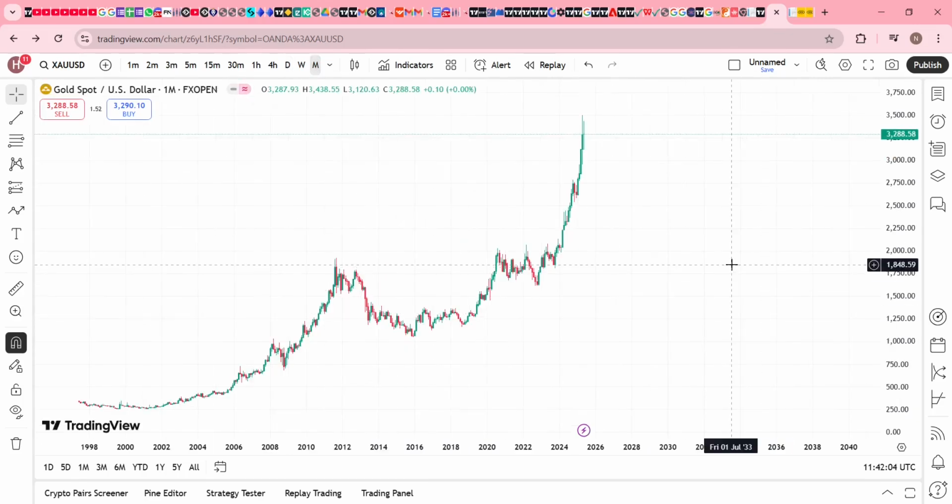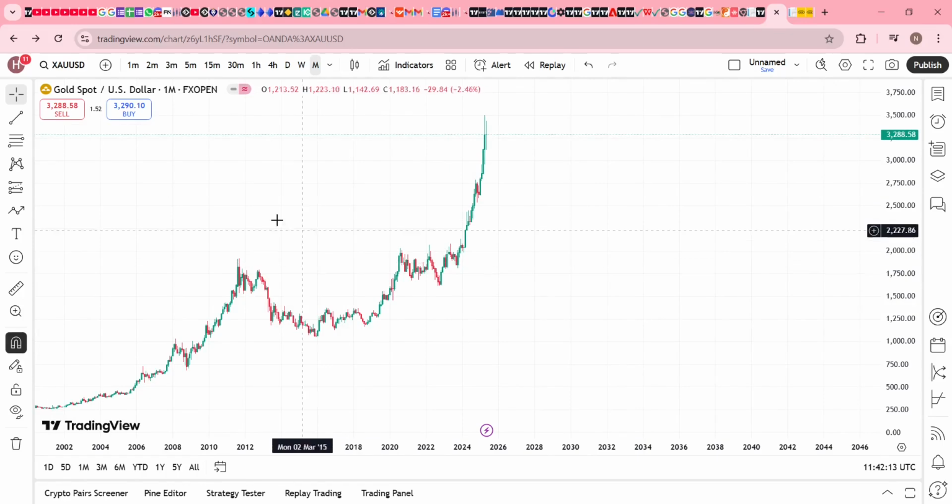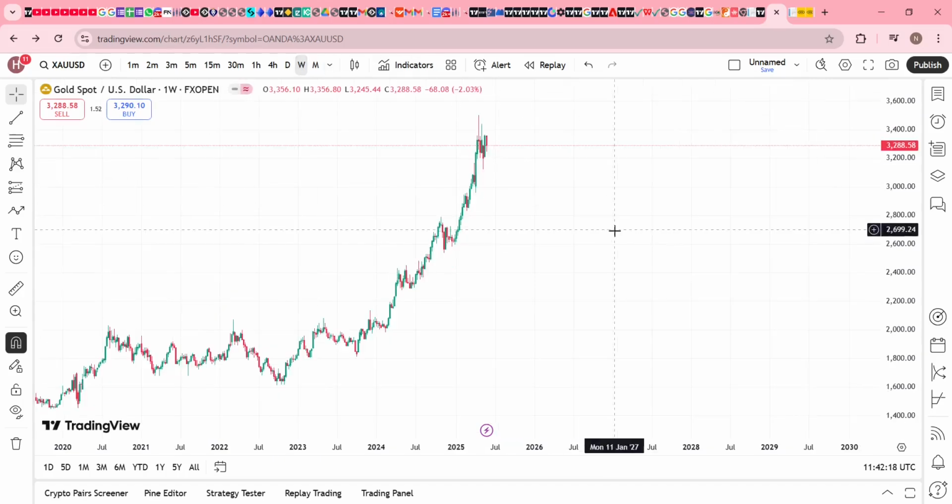Okay, we are on the monthly time frame, and you can all see that the market is bullish. Gold is very bullish. It has been bullish for a long period of time now. So we are going to get back to the weekly time frame where we can identify our various chart patterns.